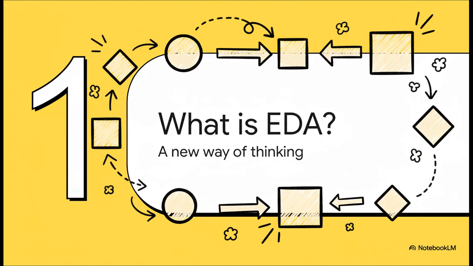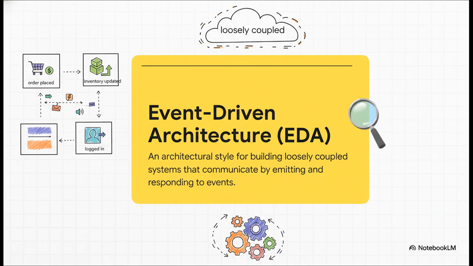Okay, so to avoid that total collapse, we really need a different way of doing things. And that brings us right to our main topic, event-driven architecture, or EDA for short. And it's really less about a specific technology and more of a whole new way to think about how all the pieces of a system talk to each other. So what is it really?